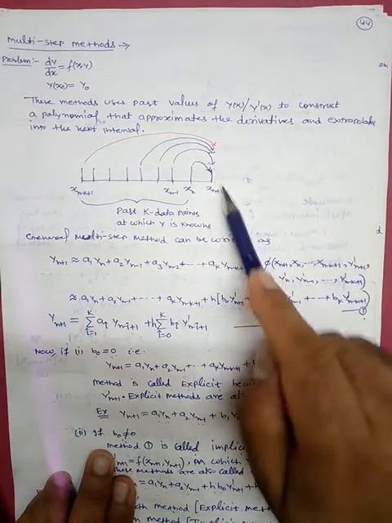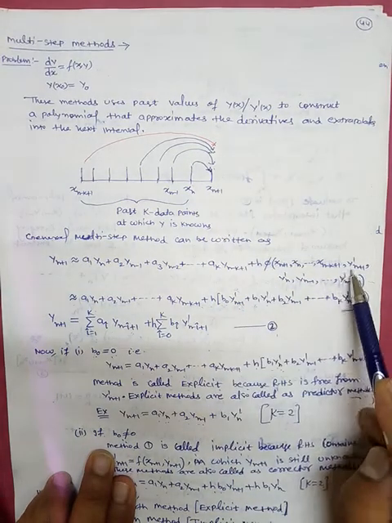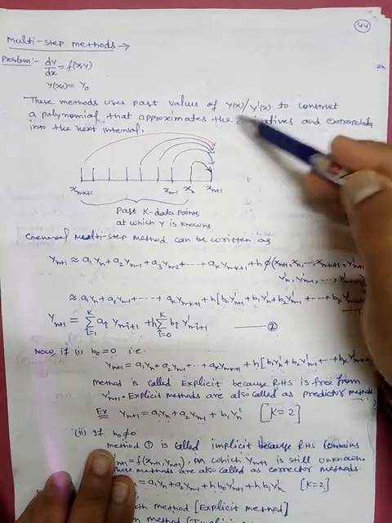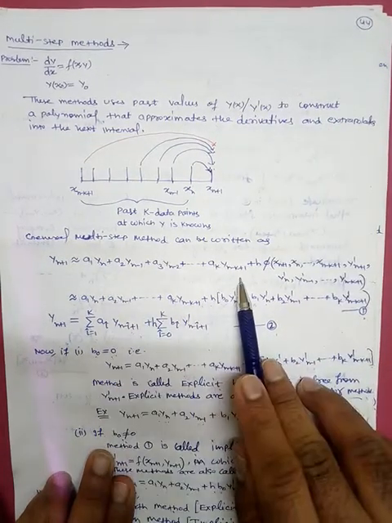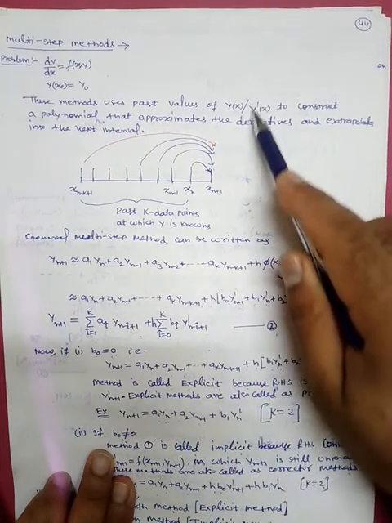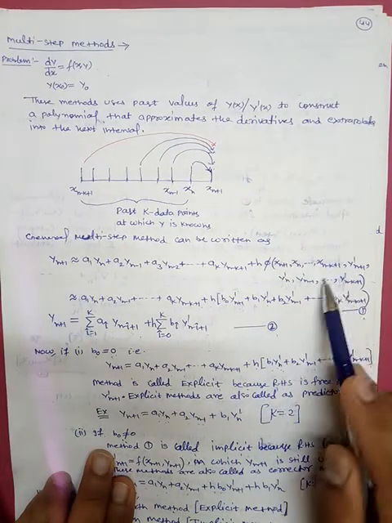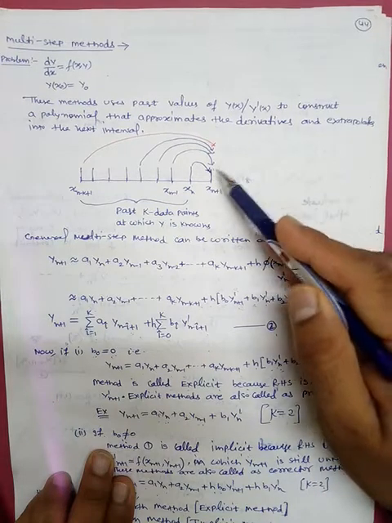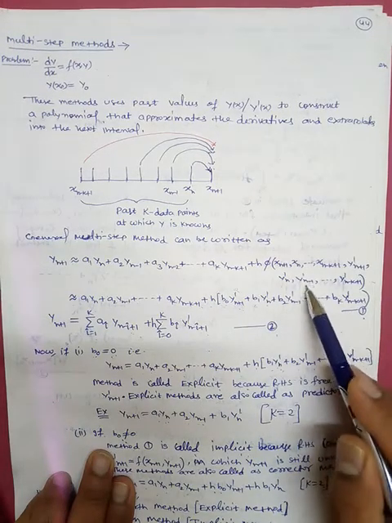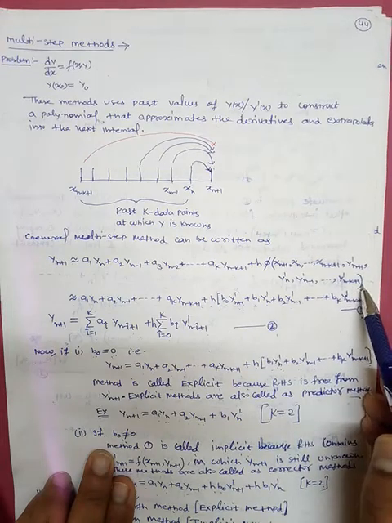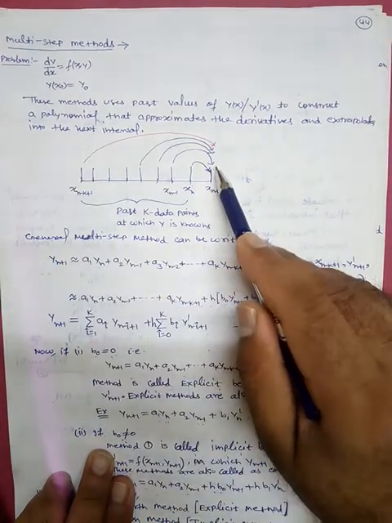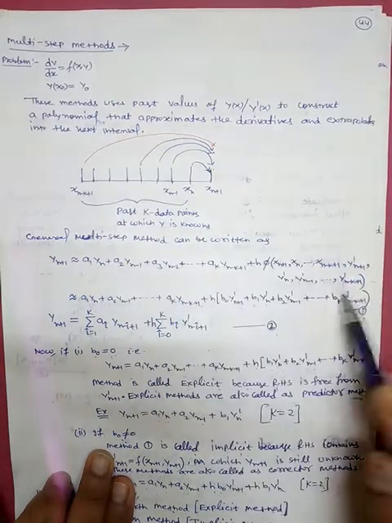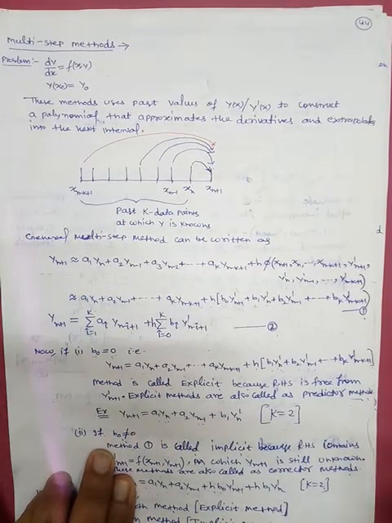That means we have included this point also, and the derivatives, because we have already utilized the y values from here to here. Now we will utilize the derivatives, so that is why the independent variable as well as the derivative values are included: y dash n plus 1, that means the derivative at this point, y dash n, and y dash n minus 1, up to y dash n minus k plus 1. So we are utilizing the derivative at this point, this point, this point, and up to this point. We are utilizing all this data.